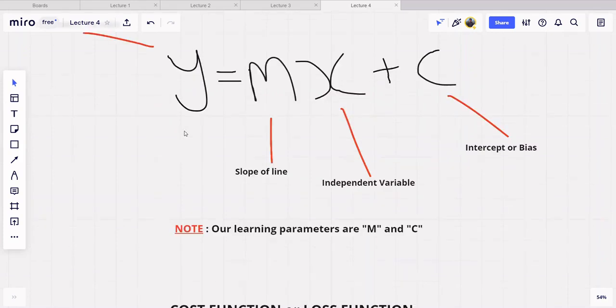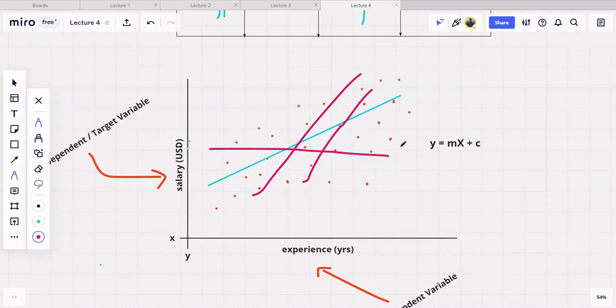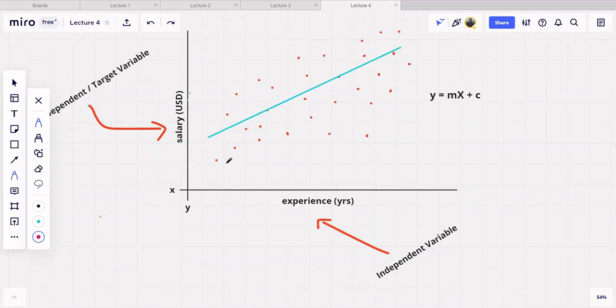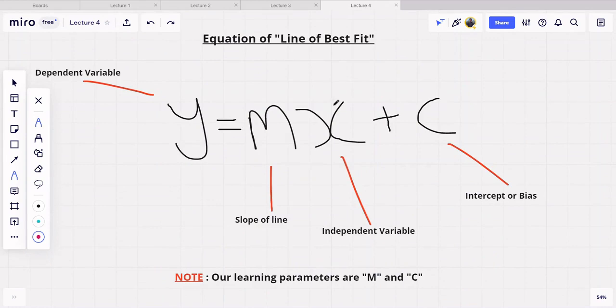Now, when I say that we want to find the line of best fit, we can draw infinite lines here. But how do we find the best line, the line that will give us the most optimal predictions for our model? In that case, we make use of the equation of this line. We all know that the equation of any line is y is equal to mx plus c, so we can use this equation to find the best line of fit.